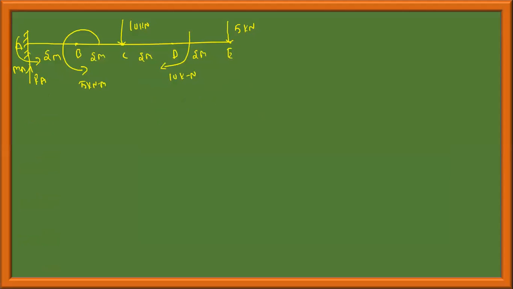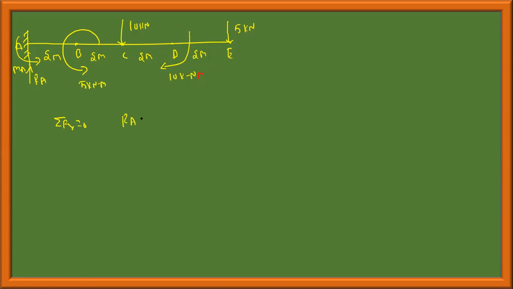Five kilonewton, 5 kilonewton meter, 10 kilonewton, 10 kilonewton meter, 10 kilonewton meter, 5 kilonewton. Find the reactions. Summation of vertical forces should be equal to 0. Summation of force and moment should be equal to 0. There are no longitudinal forces or forces in the x direction. Therefore, only the y direction force should be equal to 0.